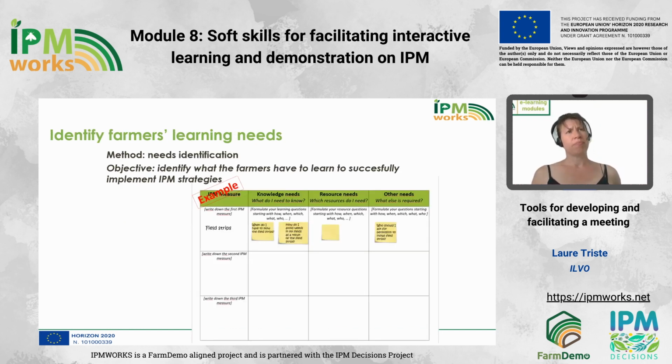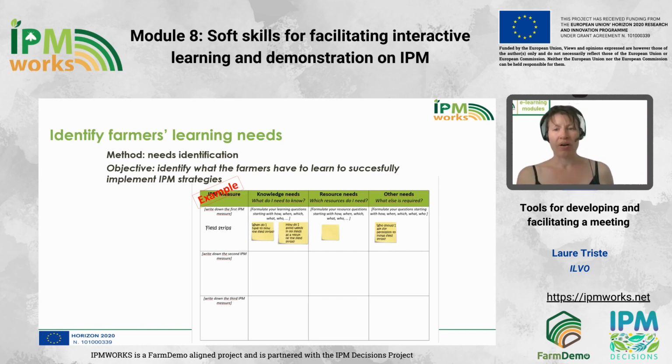Then maybe if you have selected, for example, an IPM measure that you would like to have implemented or would like to work on, it might be interesting to identify the learning needs of farmers on this specific measure or strategy. And a way to do this is, for example, you take this template and on the left-hand side, you write down the IPM measures that farmers are interested in.